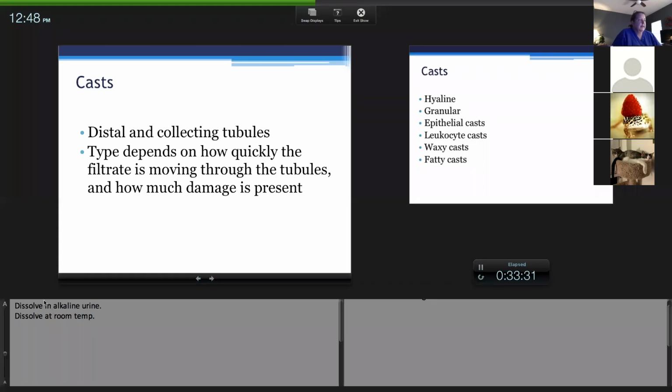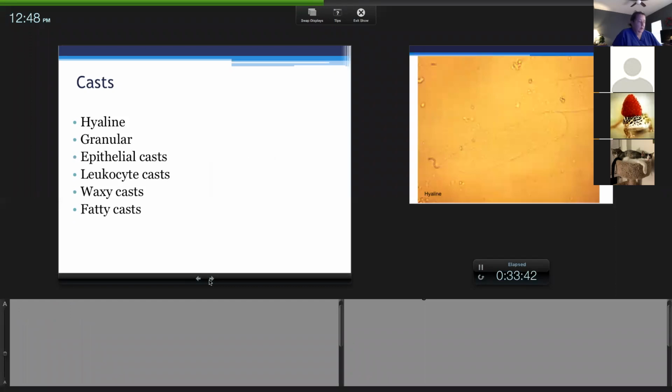Now, they tend to dissolve when urine has sat, so that's another reason to refrigerate. Also, in alkaline urine, sometimes they can dissolve. So again, when you are doing a urinalysis, it's always best to either refrigerate it or do it as soon as possible so it is the most accurate.